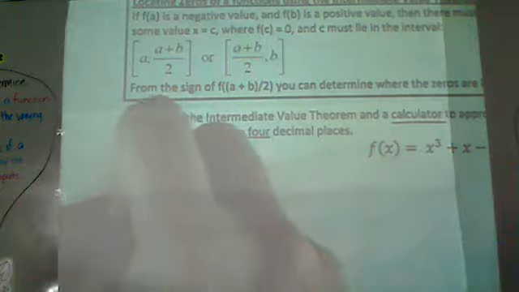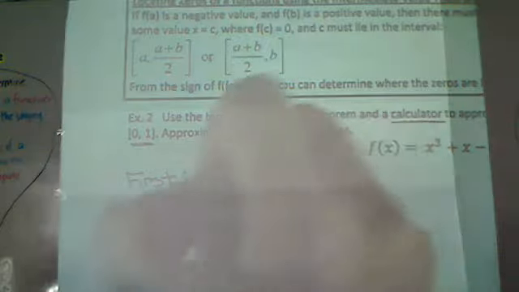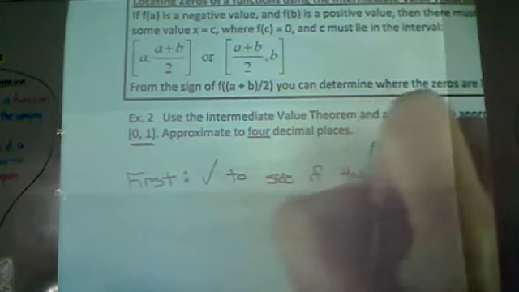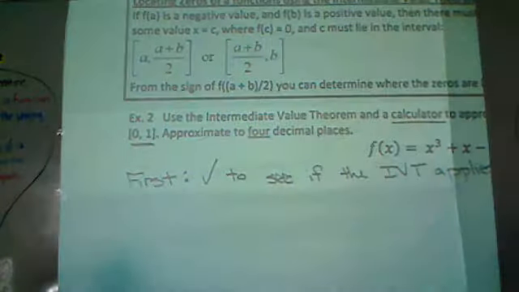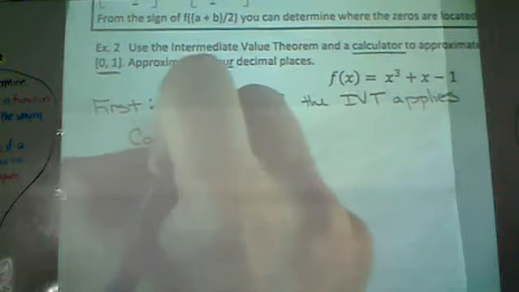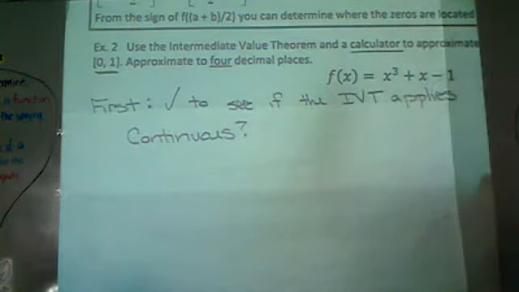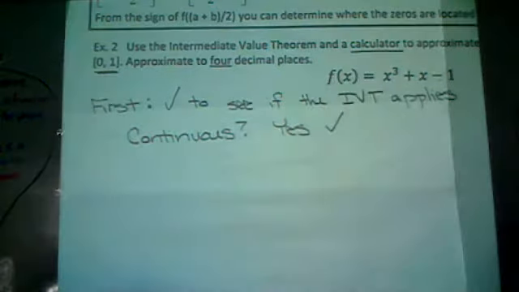First, check to see if the intermediate value theorem applies. So we have to check that first. Remember, this means, is it continuous? It's a polynomial. There's no denominator, there's no radicals, there's no natural logs or anything like that. It's a simple polynomial. So yes, it is continuous.